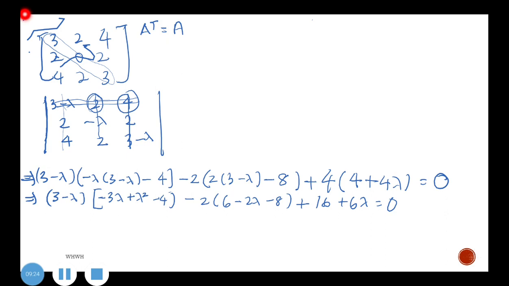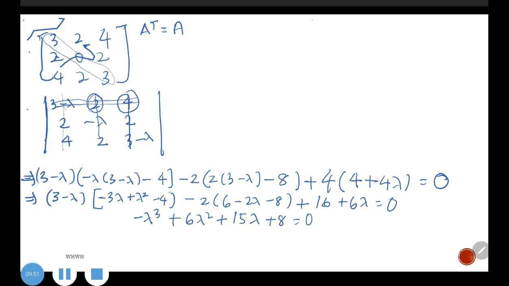You try to solve on your own. I need to cut the time, we are afraid that we will not have enough time. So we will have here, if you expand this, you should get negative lambda cube plus 6 lambda square plus 15 lambda plus 8 equals to 0.